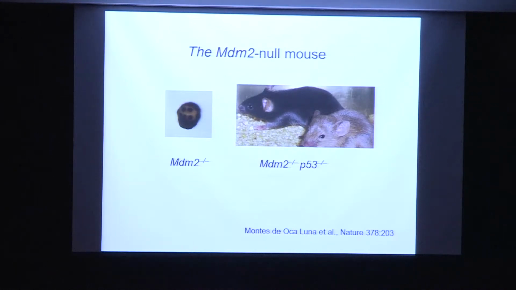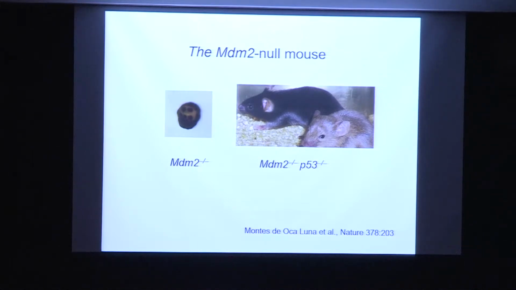So we made, or tried to make, an MDM2 null mouse. That means a mouse that has absolutely no MDM2 in it, and we couldn't. This mouse is dead at a very early embryonic stage. This is an embryo we call a blastocyst. It has about 128 cells at this point. It's just prior to implantation in the uterus.